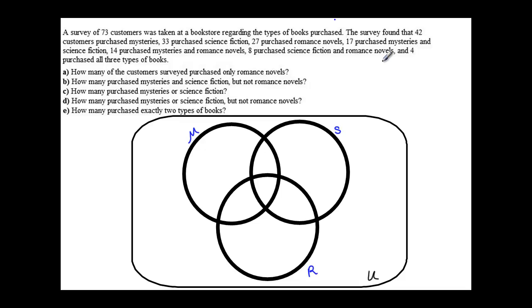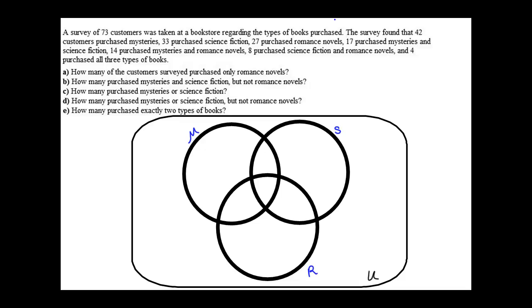17 purchased mysteries and science fiction, 14 purchased mysteries and romance novels, 8 purchased science fiction and romance, and 4 purchased all 3 types of books. So as we begin to complete the Venn diagram, we want to begin in the region that's the intersection of all 3 of these sets.